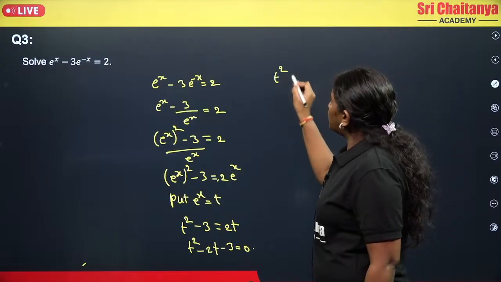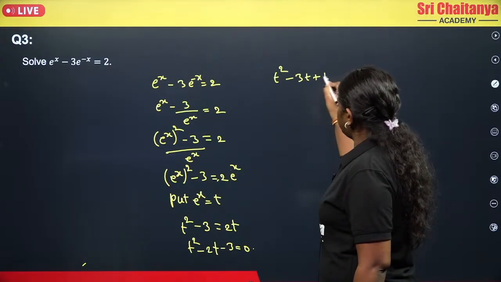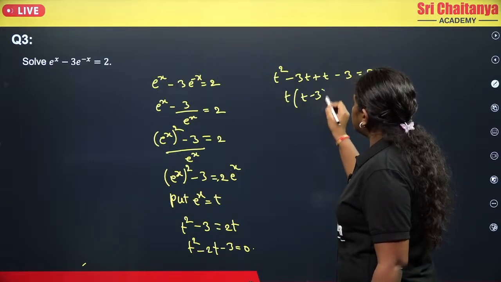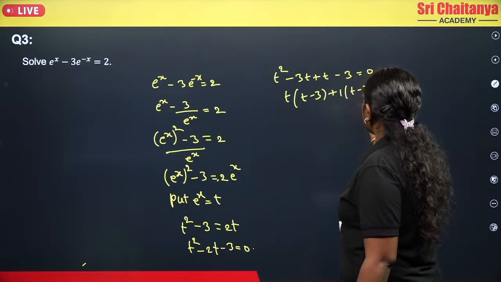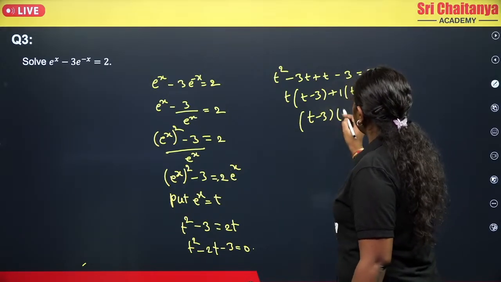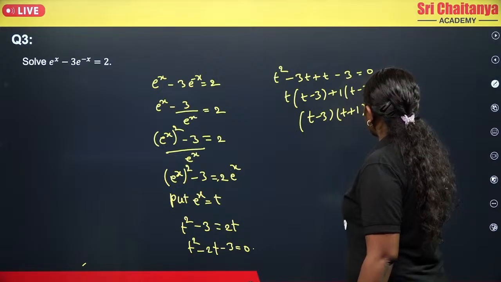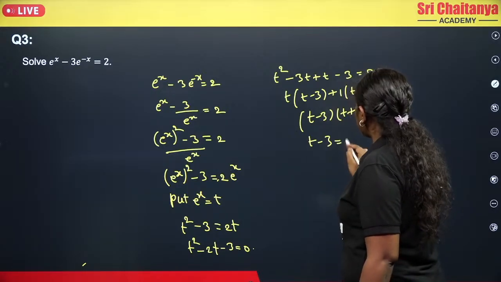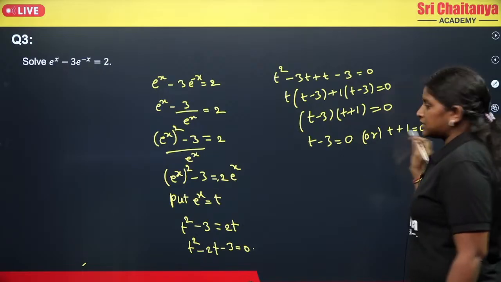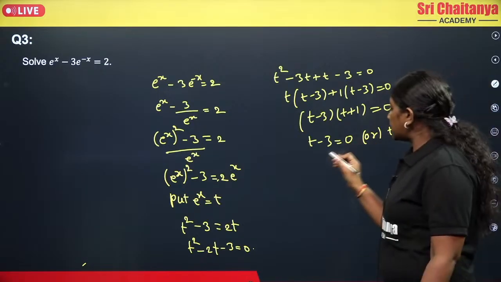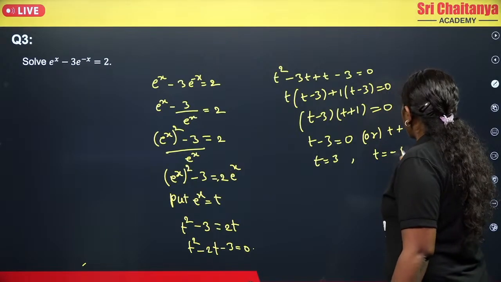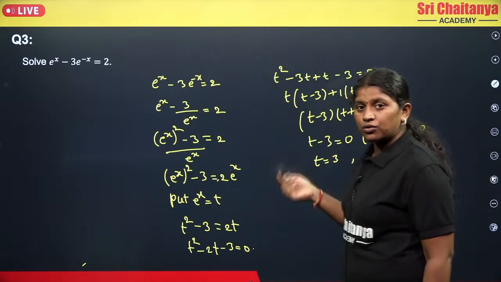So here it will be t square minus 3t plus t minus 3 equals 0. Taking t common, t minus 3, and plus 1 common, t minus 3 equals 0. Okay, so t minus 3 into t plus 1 equals 0. So from there you will get t minus 3 equals 0 or t plus 1 equals 0. Okay, so from this you will get t equals 3 or t equals minus 1. Now replace the value of t.